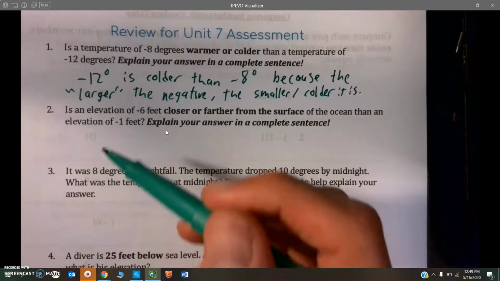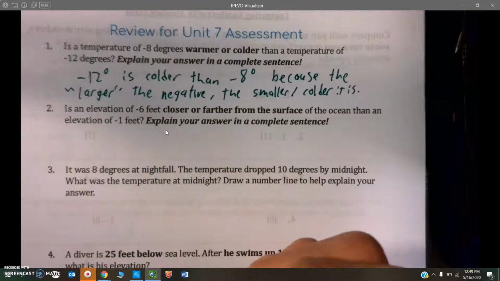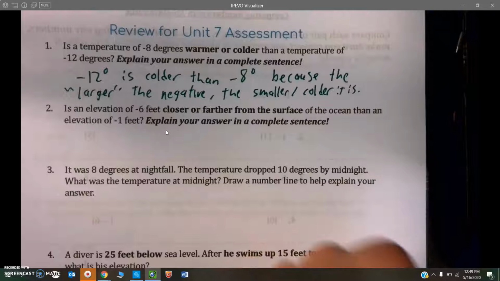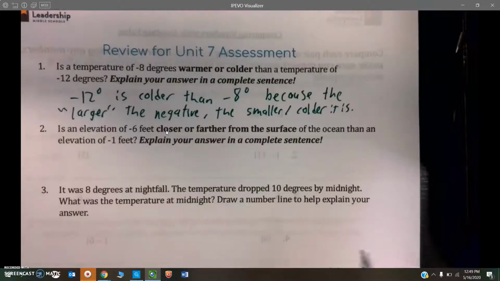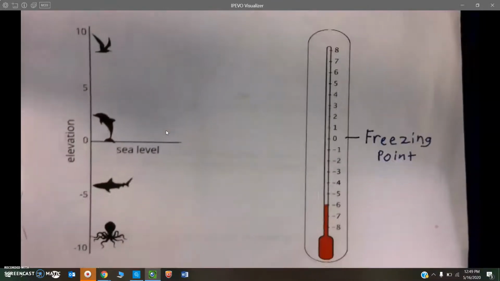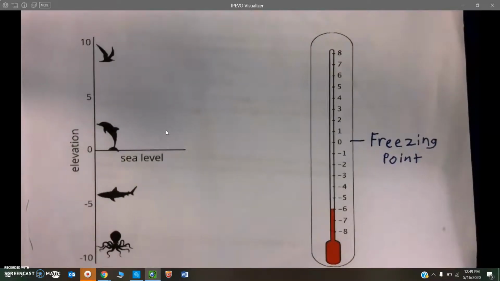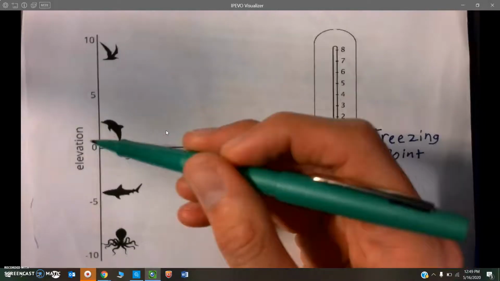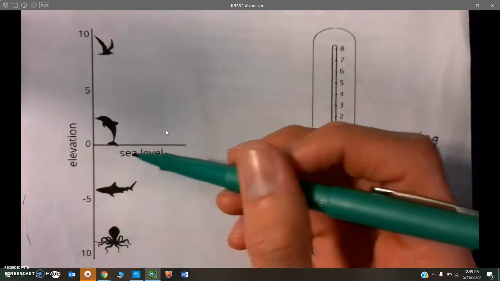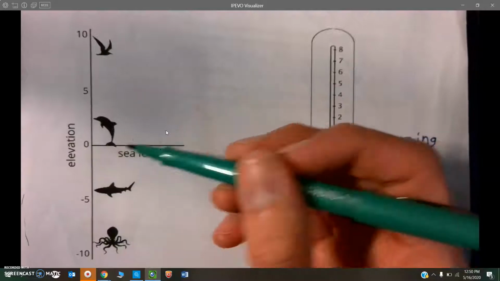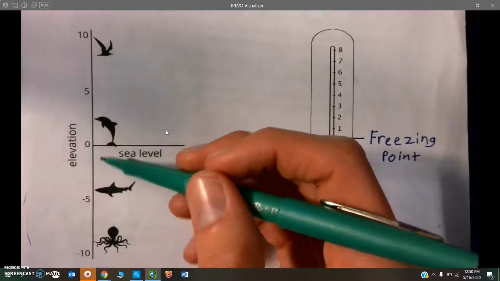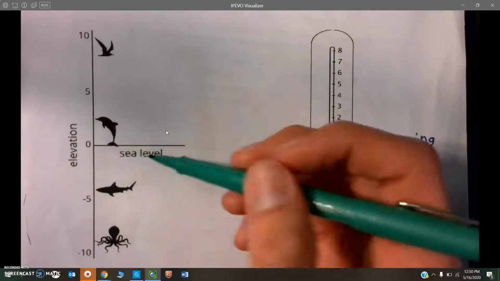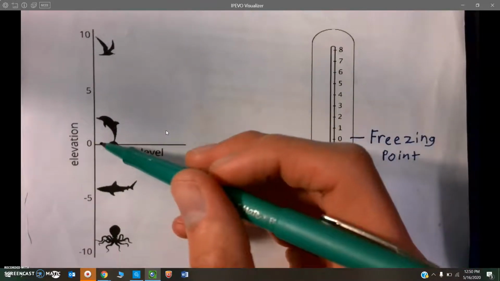Now, for number 2, is an elevation of -6 feet closer or farther from the surface of the ocean than an elevation of -1 feet? So once again, another context where we talk about negative numbers is elevation, and that is how high or low something is on the planet. So you can see that 0 is sea level. The majority of the planet is ocean, so we use that as our basis to compare heights. So anywhere in the ocean, if you are at the surface, you are at sea level, your elevation is 0.